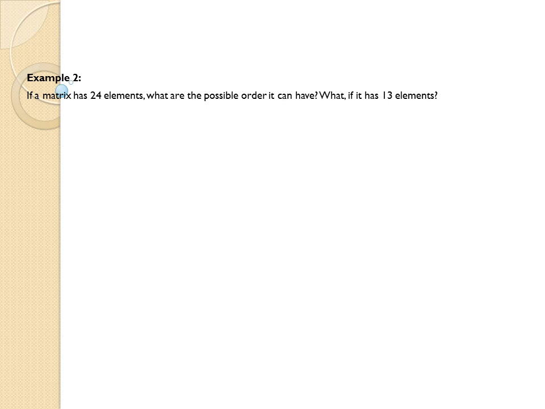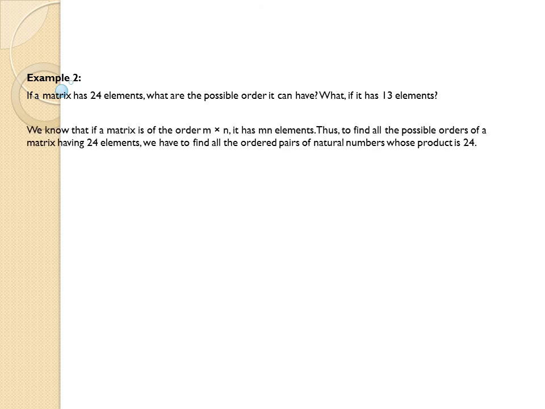If a matrix has 24 elements, what are the possible orders it can have? What if it has 13 elements? So I have to find, if a matrix has 24 elements, what possible orders it can have. I know that if a matrix has order m cross n, then the number of elements is mn. That is a rule. Now, if the number of elements is 24, then m cross n equals 24. So now I have to find the values of m and n.